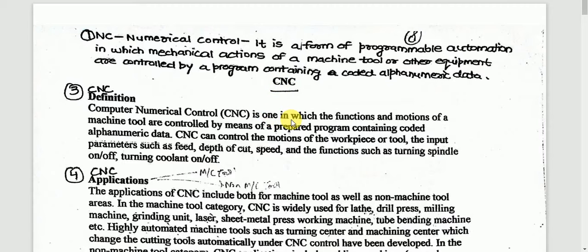It is the one in which the functions and motions of a machine tool are controlled by means of a prepared program containing coded alphanumeric data. So there will be a program which will have the input instructions related to the motion of the workpiece or tool. The input parameters such as feed, depth of cut, speed, and the functions such as turning spindle on or off, turning coolant on or off.